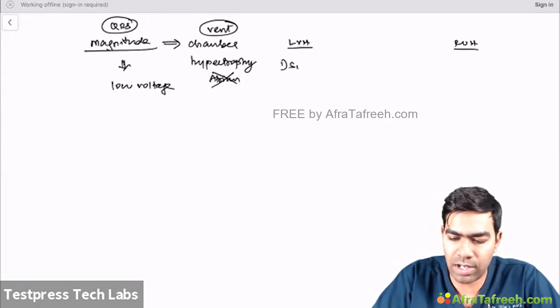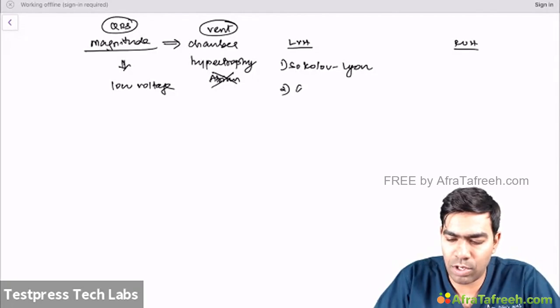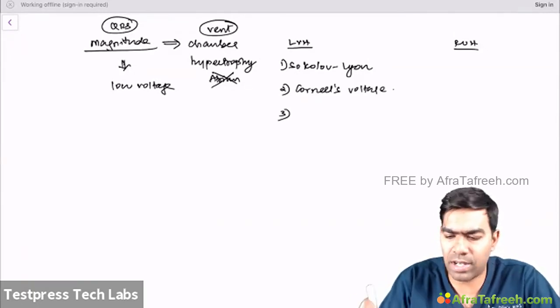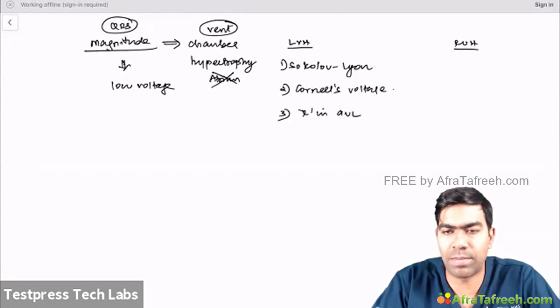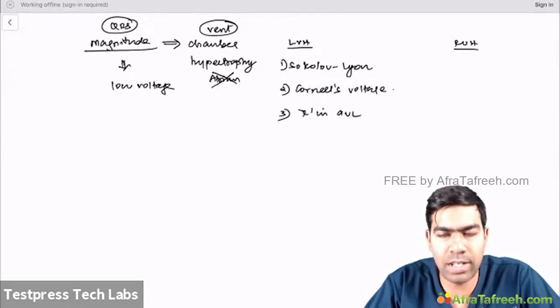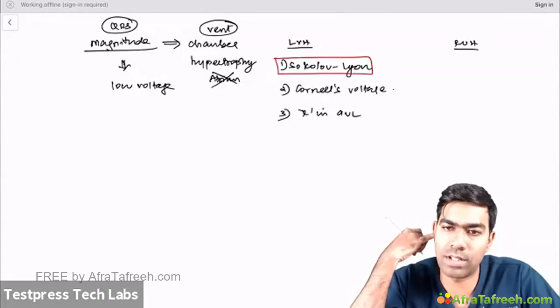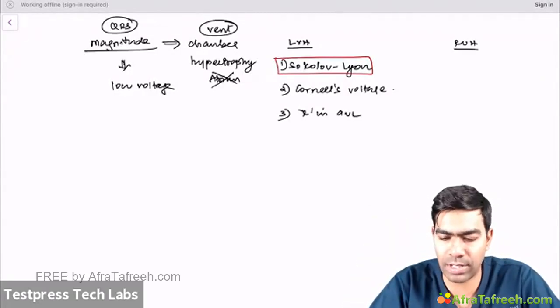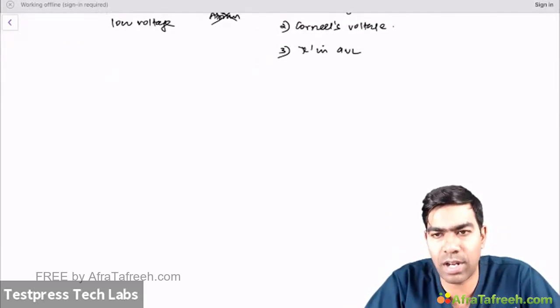There are three different criteria. One is the Sokolov-Lyon criteria, and that's what they're going to ask you in exams most of the time. At the same time, you have Cornell's voltage criteria, which I'll be discussing subsequently. And finally, you have separate criteria like R in aVL, which I'll be discussing separately. The most important thing they're going to ask in exams is the Sokolov-Lyon criteria. That's the very important question as far as exams are concerned. So what do you mean by Sokolov-Lyon criteria? It just takes the S in V1 and R in V6.